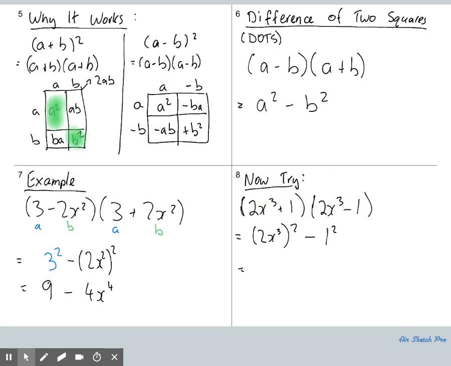It shouldn't phase you, because every time you follow the rule, you just do the same thing. What takes the place of A in the rule? 2x cubed. What takes the place of B in the rule? 1. And then you apply them. So A is 2x cubed, and the rule says square them. So that's the rule there. So I take A and I square it. So we've got 2x cubed all squared.